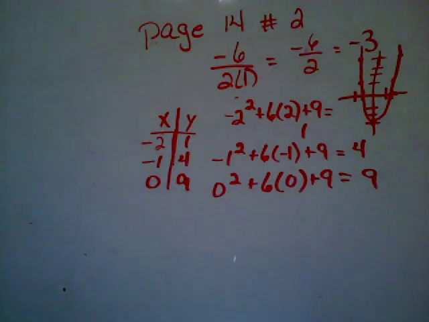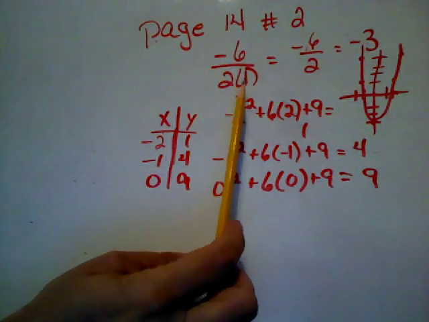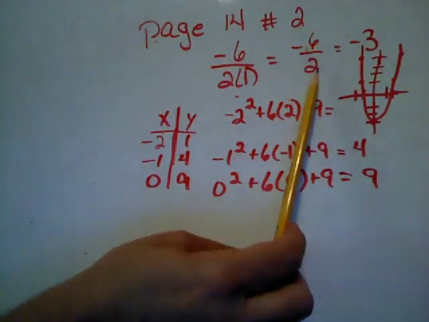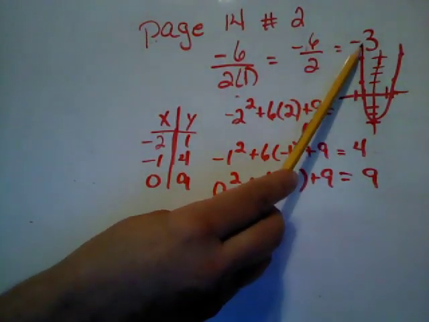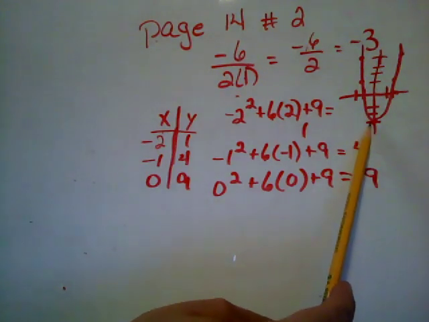Okay, this is page 14, number 2. And the first thing that you need to do is find your axis of symmetry. So we plug that in and we have negative 6 over 2 times 1, which gives me negative 6 over 2, which gives me a negative 3. I have a rough graph over here. I went down 3 and I marked my axis of symmetry.